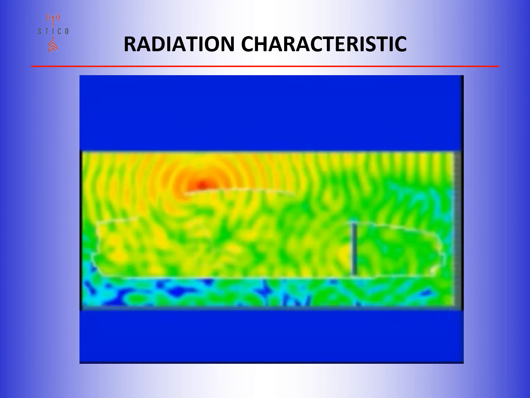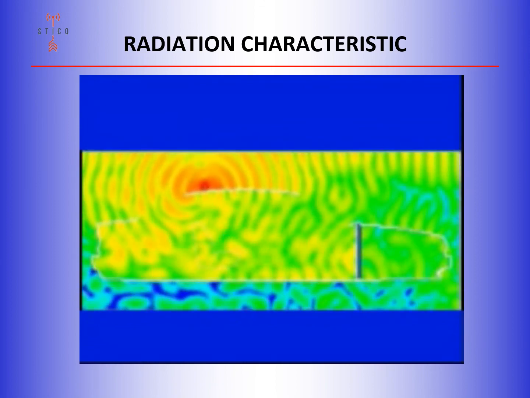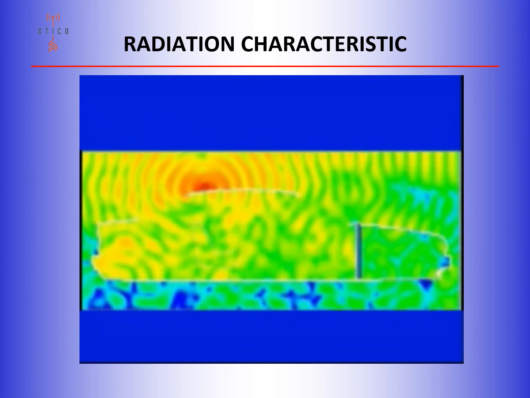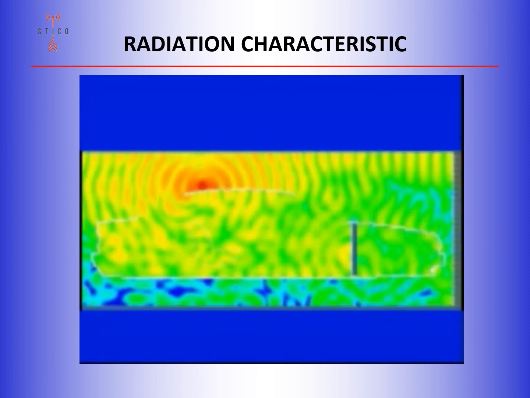Here we have a simulation showing an antenna radiating on top of a vehicle roof. You can make out the outline of the vehicle in the center of the slide. Notice how the energy moves away from the antenna evenly in all directions.